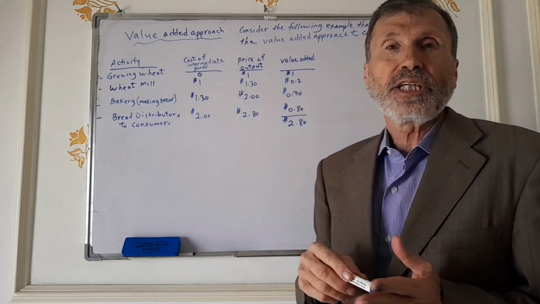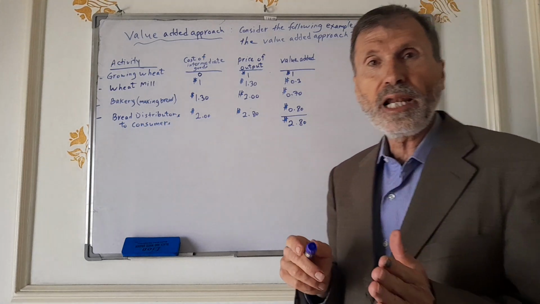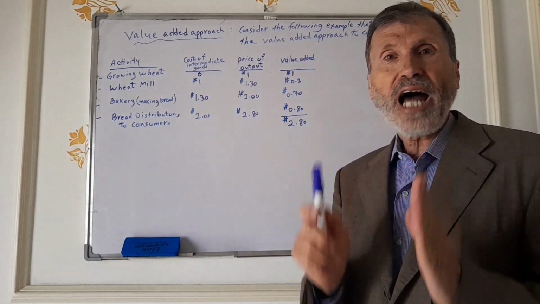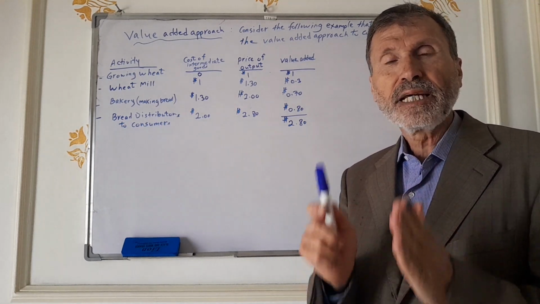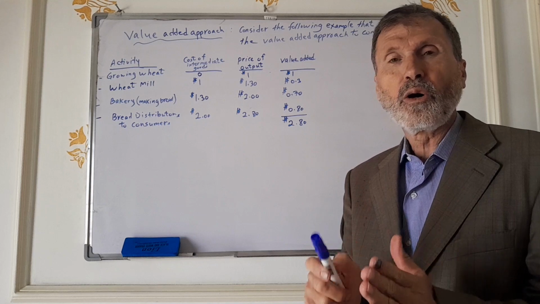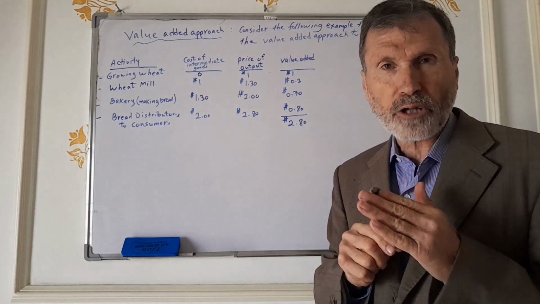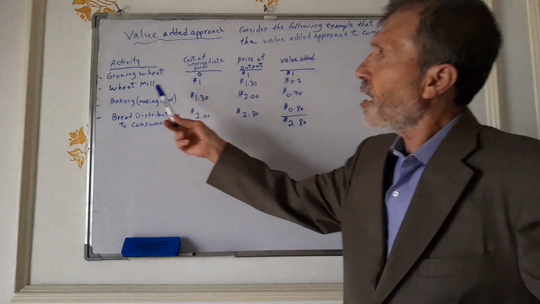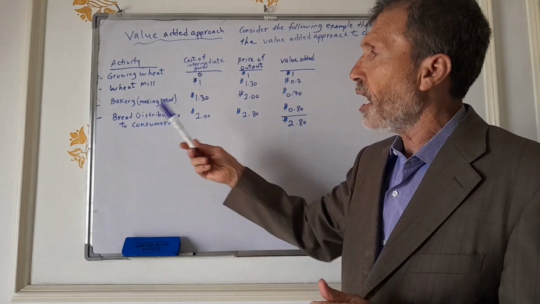Now, what actually is meant by value added? Value added is defined as the value of output, or the value of production, minus the value of the input or intermediate good that goes into the production of that output. Therefore, in this example, as you can see, we have 4 activities of eventually having a bread.